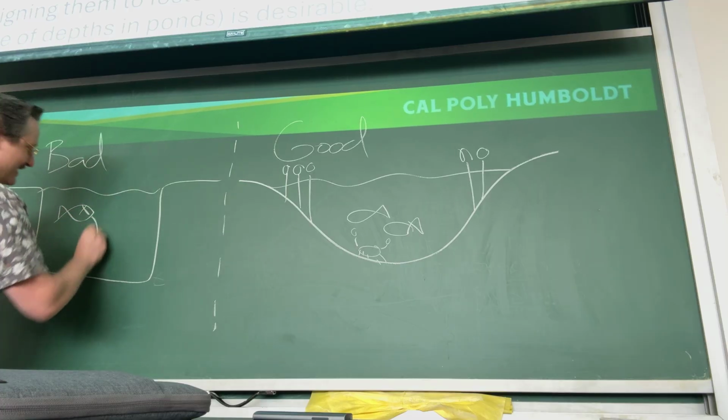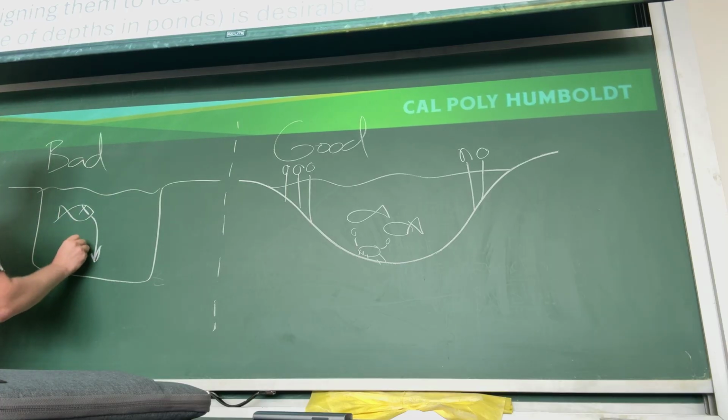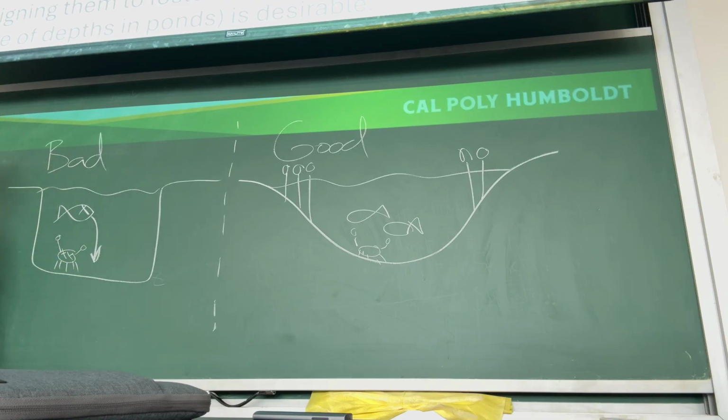So the fish die, the fish rot, the crabs eat them for a while, and then the crabs die, and then all you've got is a big pool of bacteria that's decaying all the crabs, and you get pretty rapid eutrophication, but not natural eutrophication, where you just exhaust all the oxygen and it's a bad scene.